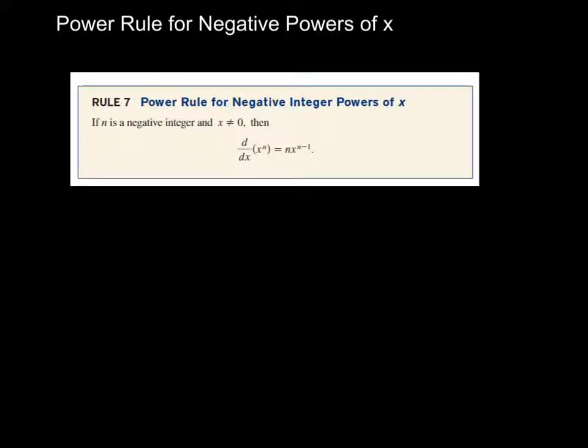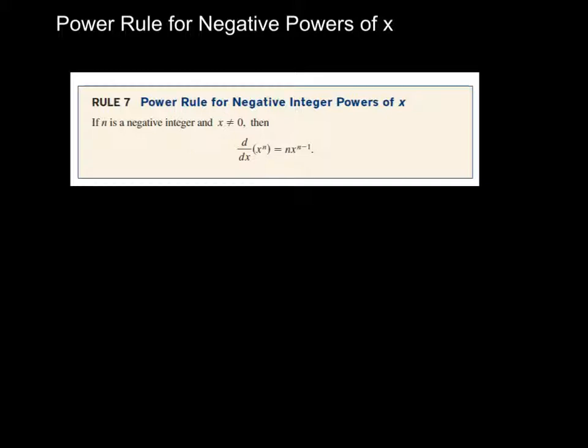The power rule for negative powers or negative exponents of x is the same as the regular power rule for derivatives. I multiply the coefficient of the term by the exponent and I subtract 1 from the exponent. Just remembering that when I subtract 1 from something like -1, it's going to become -2.